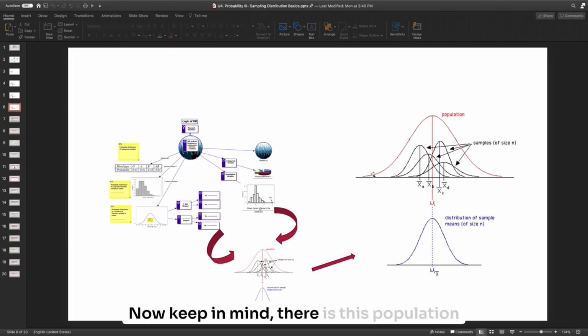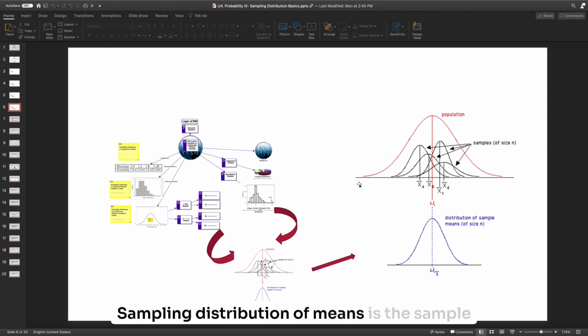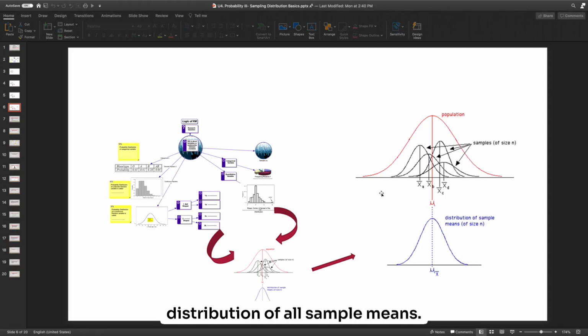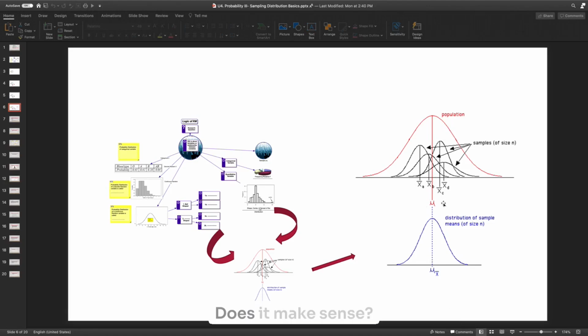Now keep in mind, there is the population mean, which is mu. The sample you have selected is just one of thousands or millions of possible samples of a given size. And so what is sampling distribution? Sampling distribution is the distribution of the sample means. Sampling distribution of means is the distribution of all sample means. If you take samples of size n and calculate the mean each time and you plot it, then the average of all those sample means would be equal or close to the actual population mean, which is mu. Does it make sense? Okay.